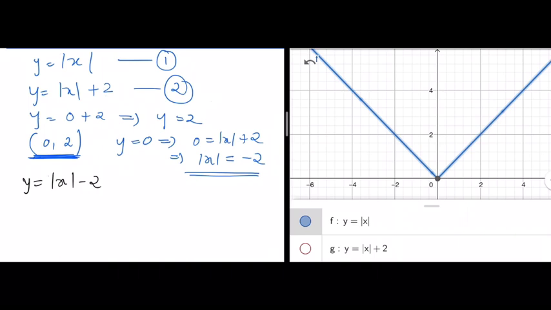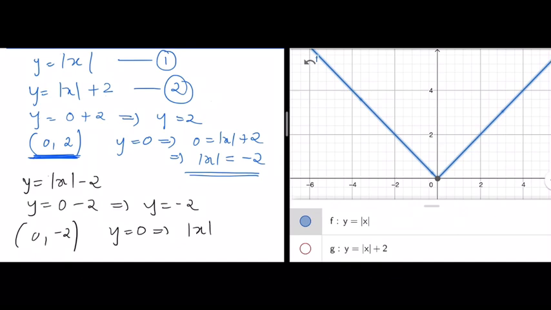If I use this main graph to see what will happen if I put x is equal to 0, my y will be equal to 0 minus 2, which implies y is equal to minus 2. So it will touch the y-axis at 0 comma minus 2. Let us see if this graph touches the x-axis or not. For that, put y is equal to 0, which implies mod of x minus 2 is equal to 0, which implies mod of x is equal to 2.